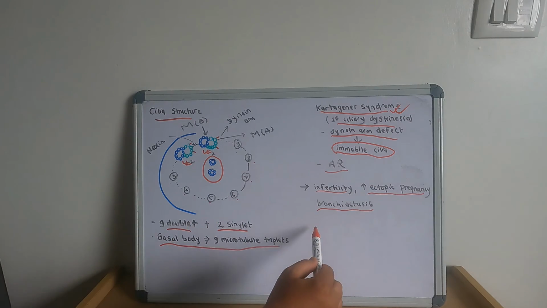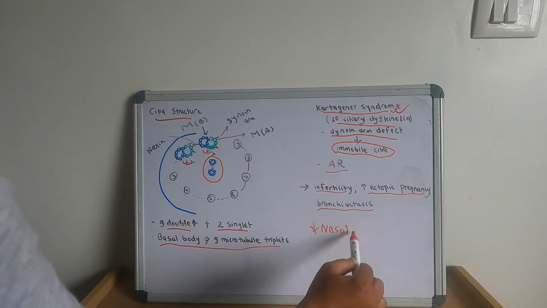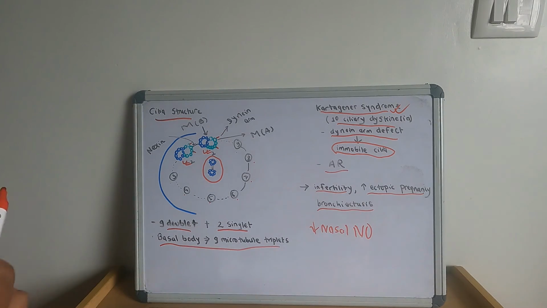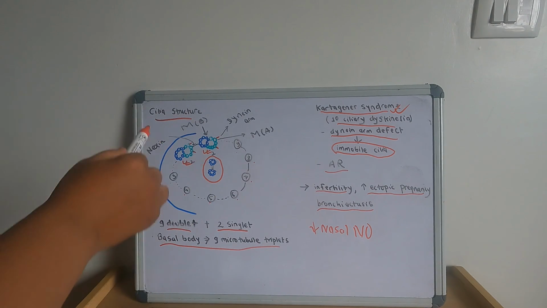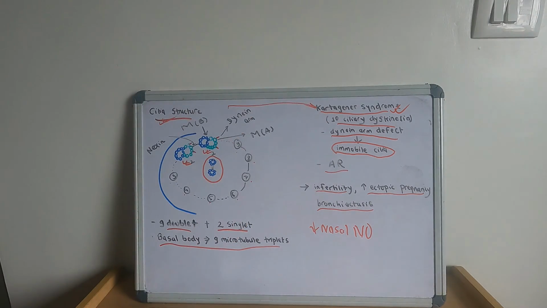A decreased nasal nitric oxide test is used as the screening test. So this is the example of the cilia and the disorder related to it. This much for today. Thank you.